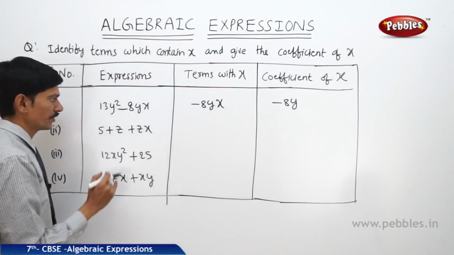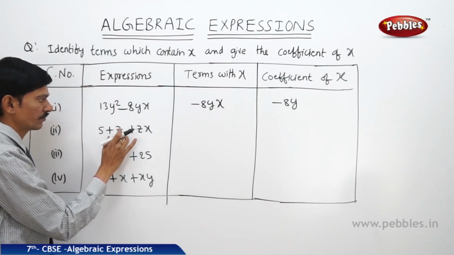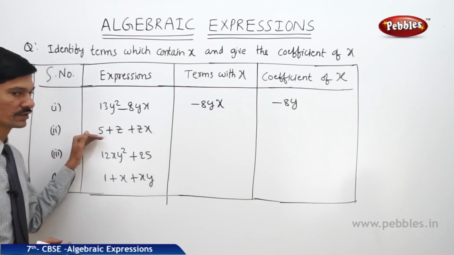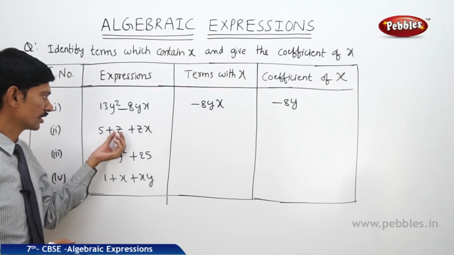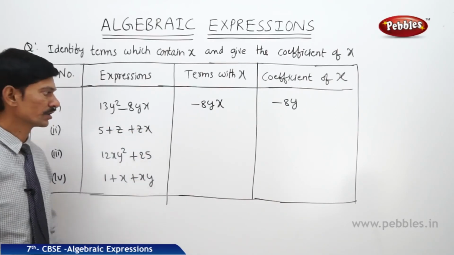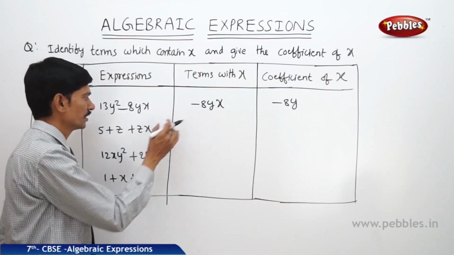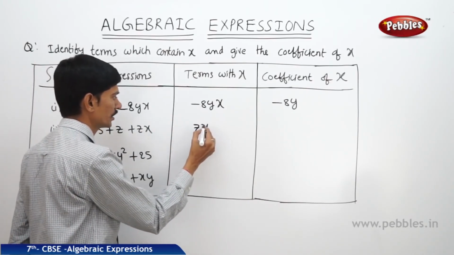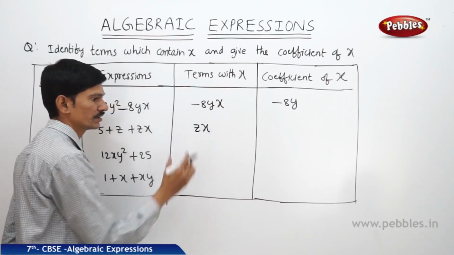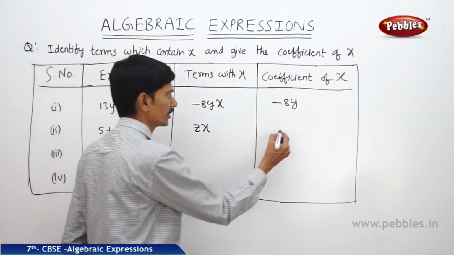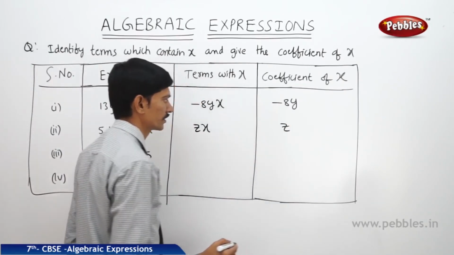Next, in the second algebraic expression 5 plus z plus zx. In the first term x is not present and even the second term does not contain x, but in the third term we can find the variable x. So the third term contains the x, so we can write zx is the term which contains x. Now in this the coefficient of the variable x is z. So z is the coefficient of the variable x.